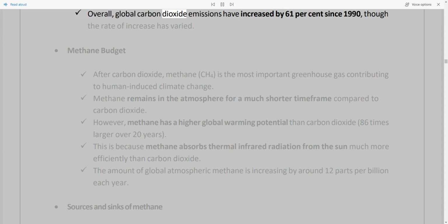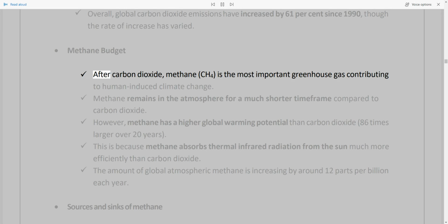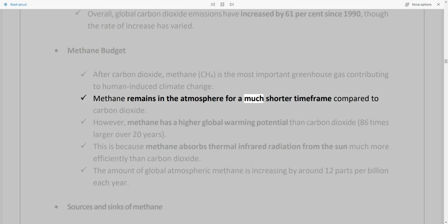Overall, global carbon dioxide emissions have increased by 61% since 1990, though the rate of increase has varied. Methane budget. After carbon dioxide, methane, CH4, is the most important greenhouse gas contributing to human-induced climate change. Methane remains in the atmosphere for a much shorter timeframe compared to carbon dioxide.